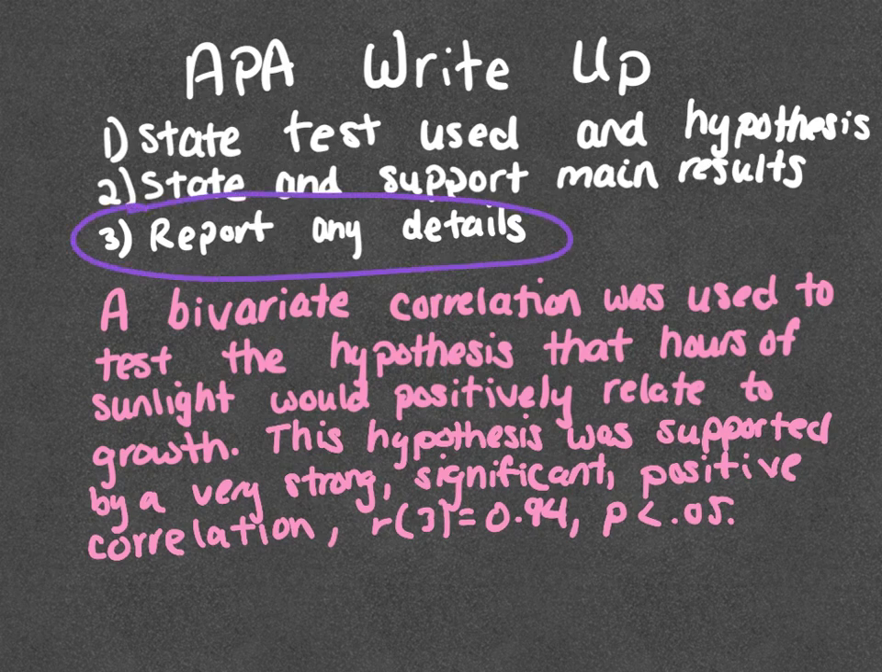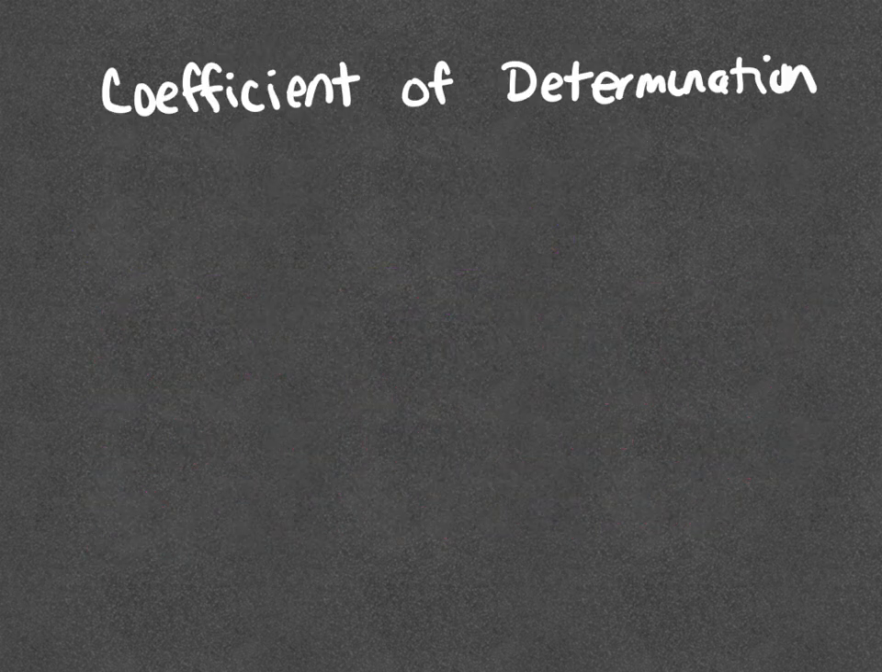The details. Many inferential tests have extra details that we can compute after we found a significant result. For correlation, that extra detail that we can give is called the coefficient of determination. The formula for the coefficient of determination is r squared. This is why we do it after we have found that r is significant, because we can't assess it until we know what r is.